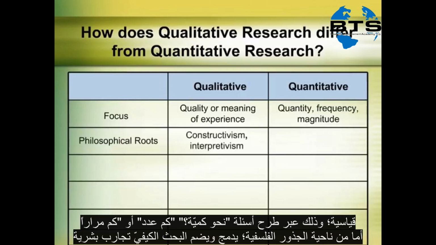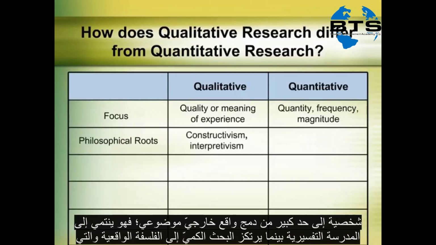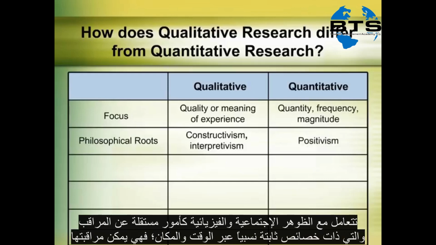Philosophical roots. Qualitative research integrates more subjective human experience, rather than purely objective external reality. It belongs to the school of constructivism or interpretivism. Quantitative research is based on positivism, that holds that physical and social phenomena are independent of the observer, are fairly stable over time and place, and can be objectively observed and quantified.